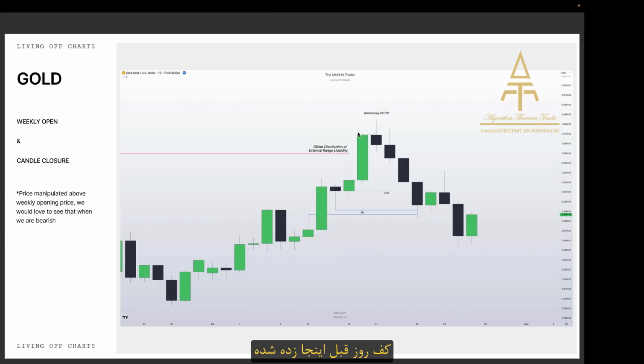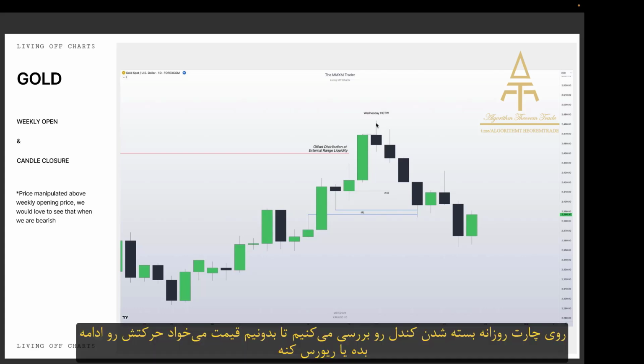Previous day high ran here, and we close inside. So I want you guys to look at this here. I've written candle closure. This is where the confirmation comes in for the weekly candle. So when you've anticipated whether the weekly candle is going to be bullish or bearish, we're going to be looking at the candle closure on the daily chart to let us know that price either wants to continue or reverse.